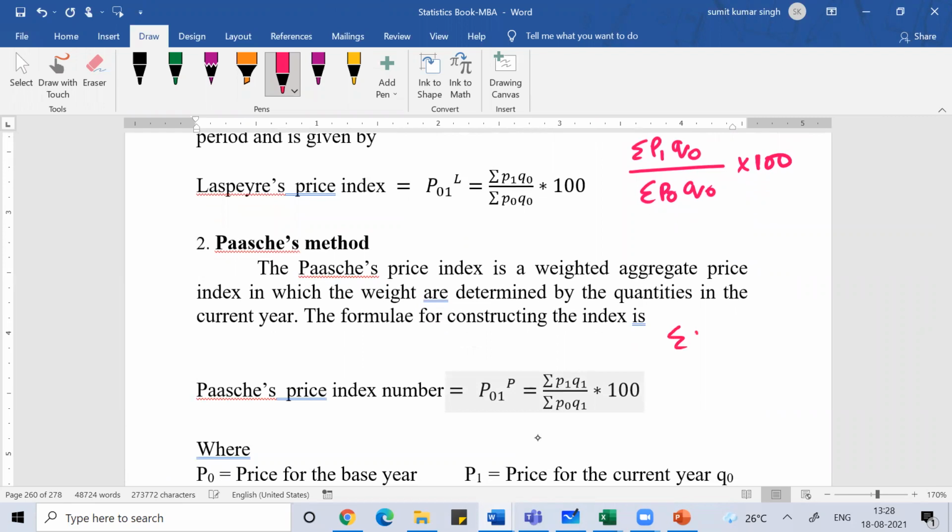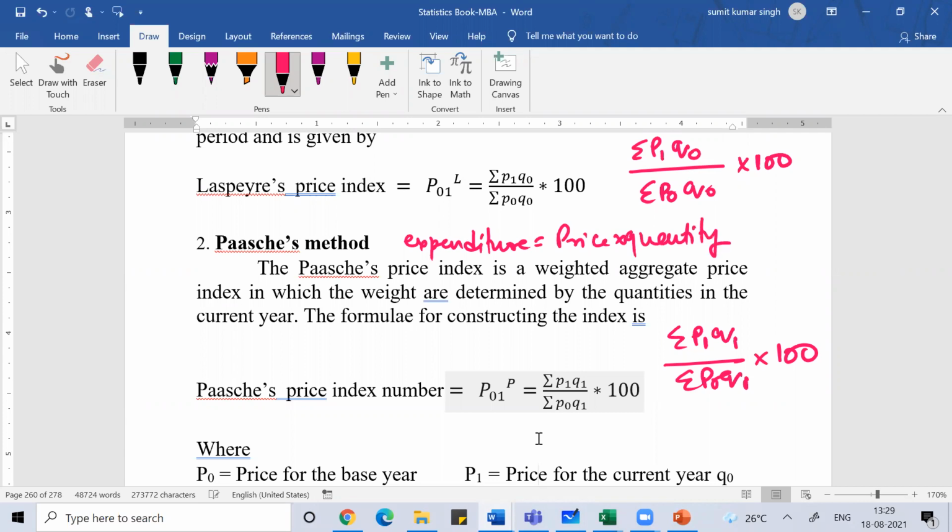These are just the method names. Paasche method is sum of P1 Q1 divided by sum of P naught Q1 into 100. What is P1 Q1? P1 is the current year price, Q1 is the current year quantity, P naught is the base year price. Price into quantity is called expenditure. Expenditure is equal to price into consumption, or price into quantity.